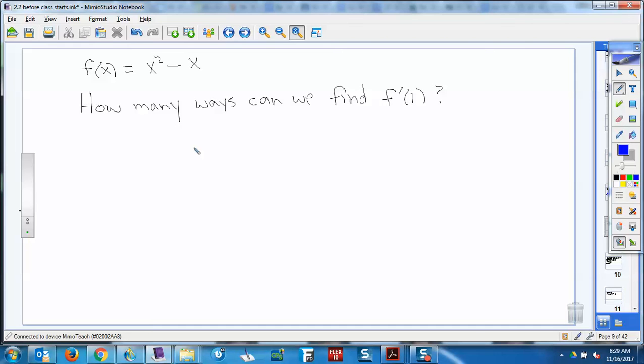Now, our goal today is to find some formulas. Wouldn't it be nice if we said f of x is equal to x squared minus x, and then we could say f prime of x is some little formula with x's, and then we can just plug a 1 into that and get the answer, instead of doing the whole limit definition? Well, that's where we're going to head here.